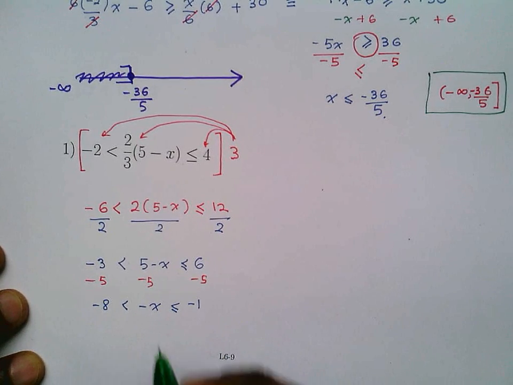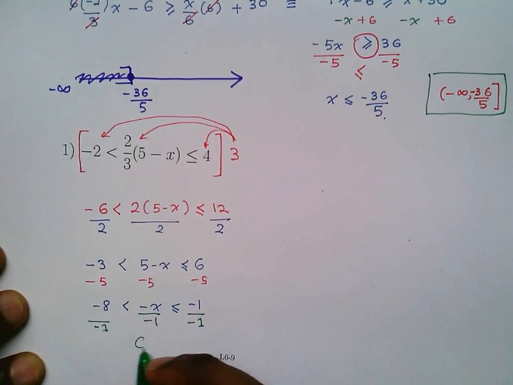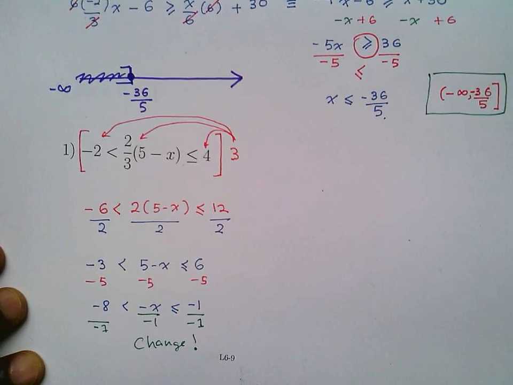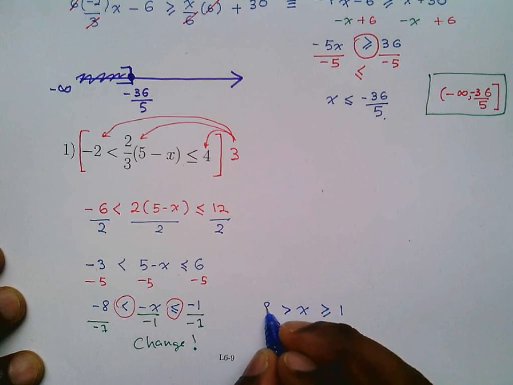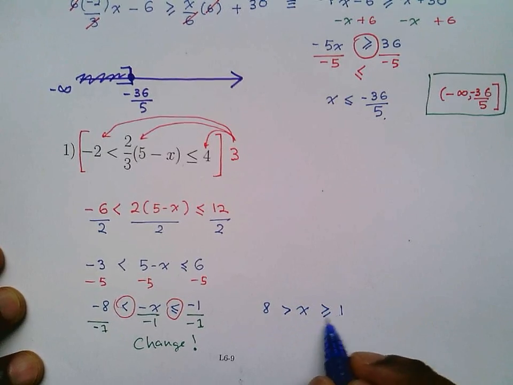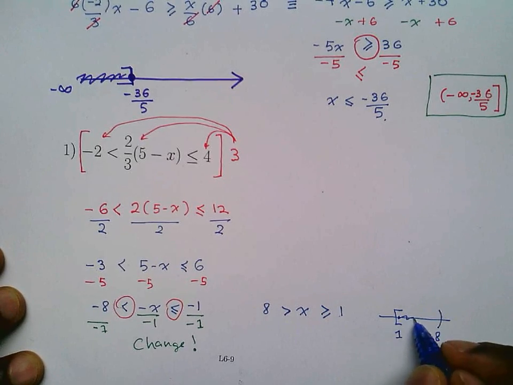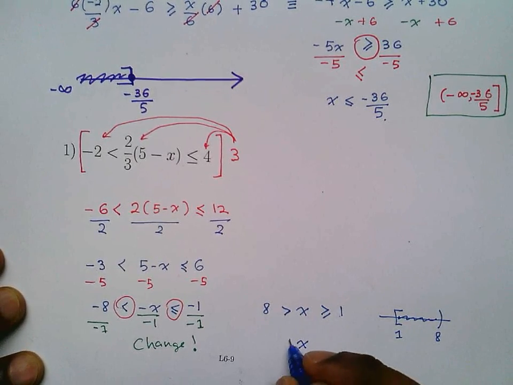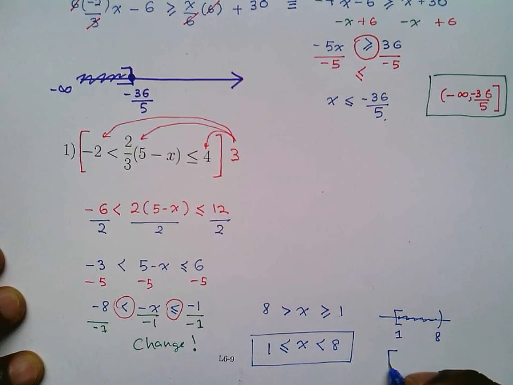Now I would divide everything by negative 1 just to make sure I have x in the middle, but that would change the inequality sign. So just be aware of that situation. So that would make the inequality sign change, 1 here and 8 here. So x is between 1 and 8. So you have 1 and 8 and x is in between those. So you can write x is between 1 and 8. In interval notation, that would be closed interval 1 and open interval 8.